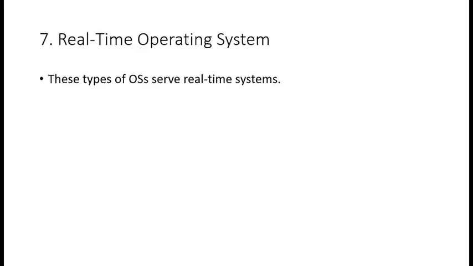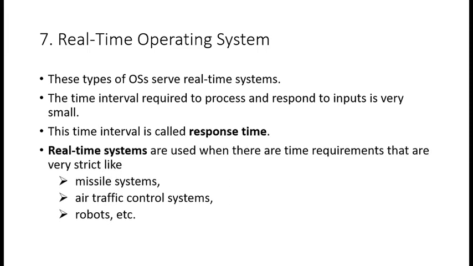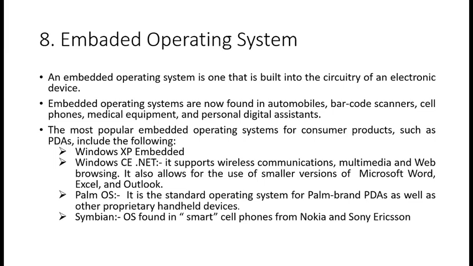Real-time system: I have told you there are soft real-time systems, hard real-time systems, and firm real-time systems. Also, I have given some examples there. Generally, real-time system examples are a missile launch system, an air traffic control system, robots, etc.